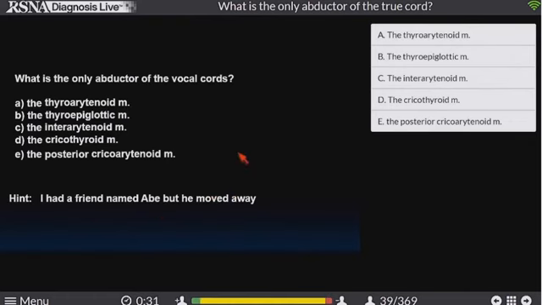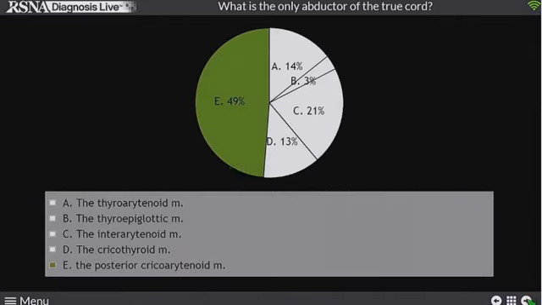All right, is it the thyroarytenoid, the thyroepiglottic, the interarytenoid, cricothyroid, or posterior cricoarytenoid? And the little yellow light came on my timer, so we better move on. All right, let's see how we did.